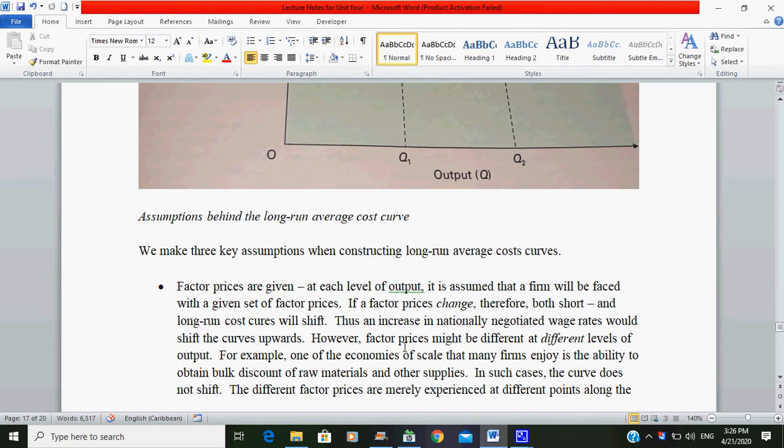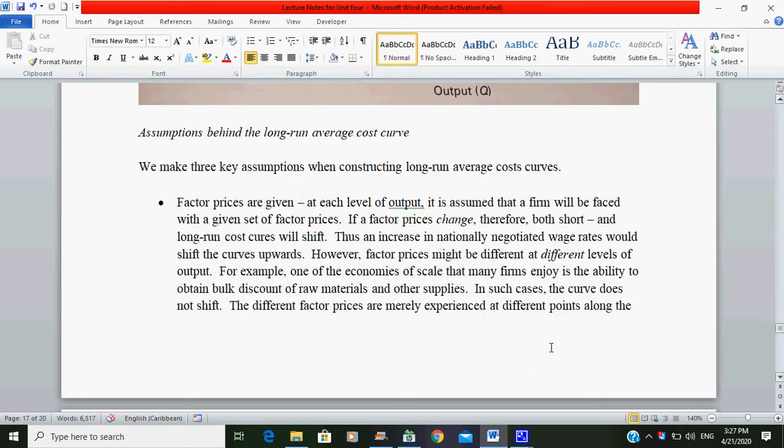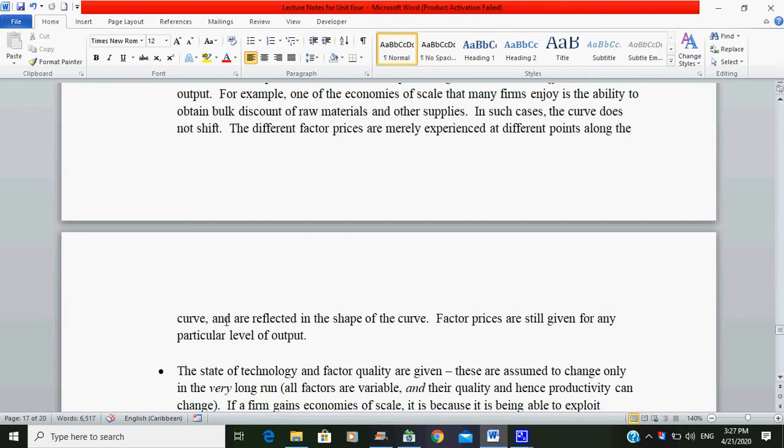However, factor prices might be different at different levels of output. For example, one of the economies of scale that many firms enjoy is the ability to obtain bulk discounts on raw materials and other supplies. In such cases, the curve does not shift. The different factor prices are merely experienced at different points along the curve and are reflected in the shape of the curve. Factor prices are still given for any particular level of output.